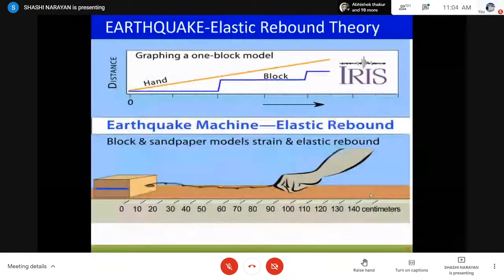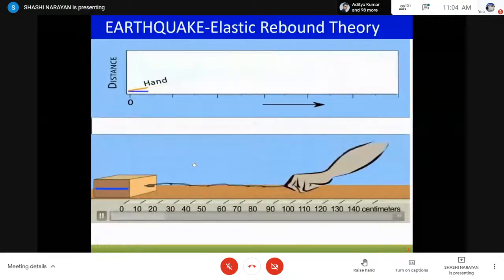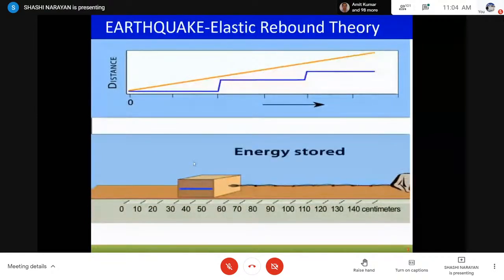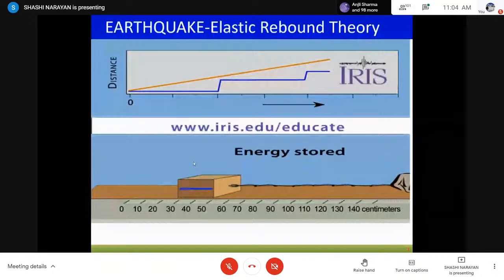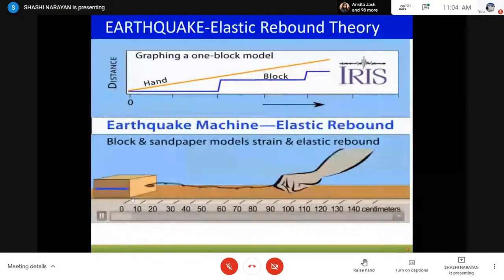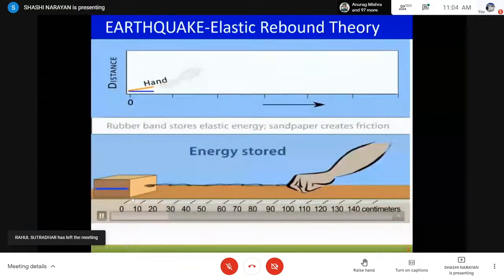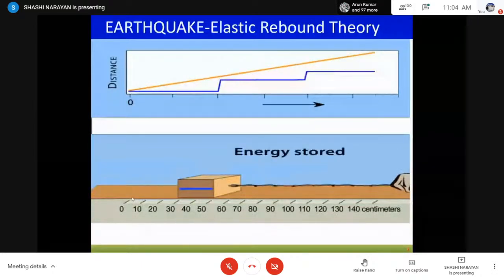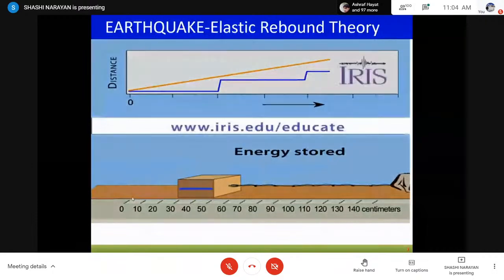So I hope all of you are aware of the elastic rebound theory. Elastic rebound theory is that there is a friction between the two plates, and with the motion there is energy stored between them, and once the energy stored in the strain is more than the frictional force, that is the resisting force between the plates, then there is a release of energy, and this release of energy generates the earthquake. Like what we heard recently in the Punjab region, nearby Chandigarh, there was an earthquake of 6.1 magnitude. That is mainly due to this energy release.